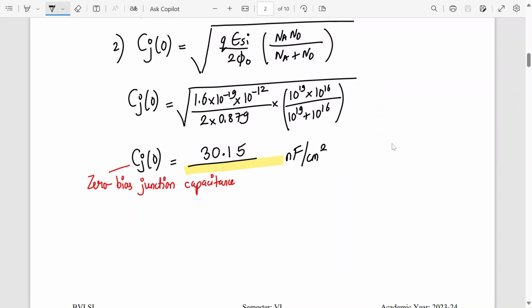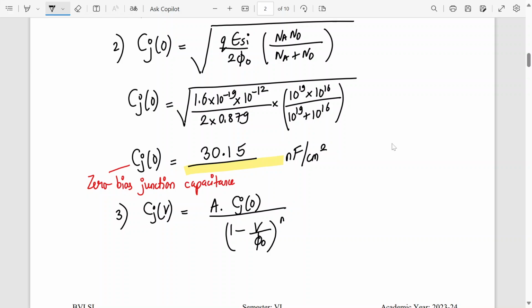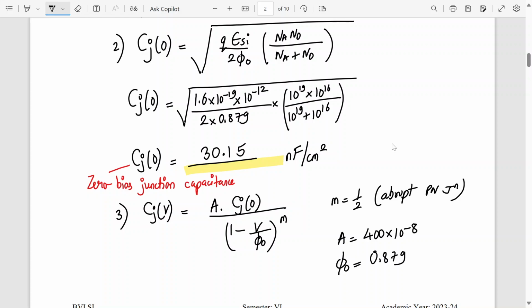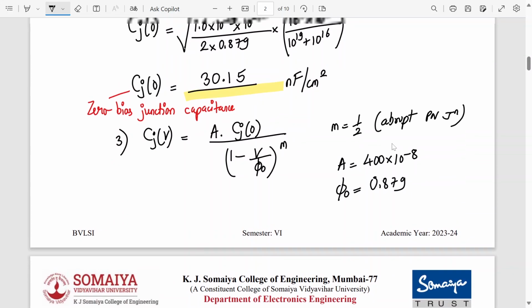So Cj0 is this. Third part is Cj of V. We have to find it at reverse bias. So what is the formula? A into Cj0 divided by 1 minus V upon phi naught, raised to M. Now M over here is half because it is an abrupt PN junction. It's given. Okay, M is half. Cj0 is given. How much is the area? 400 into 10 raised to minus 8. Okay, phi naught we already have. Phi naught was how much? 0.879, and Cj0 value is also available. So please substitute this in the formula.